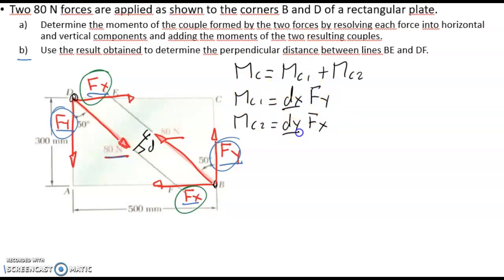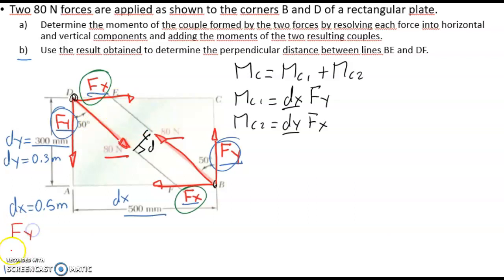So where do we get the distances? Directly from the plate. This one right here is going to be dy, 300 millimeters. However, we can write it down as 0.3 meters. This one right here is going to be dx, which we can write down as 0.5 meters. So the last thing to get is the magnitude of force y and force x. Since we're working with an inclination angle that's about the vertical, we know that for force y, instead of working with sine, we're going to work with cosine.